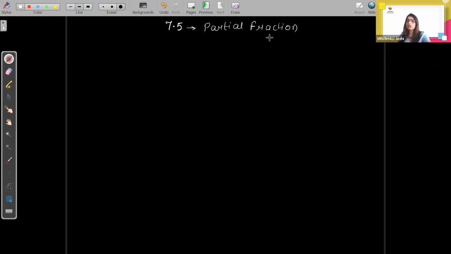Usme zyada difficult kuch hai bhi nahi, theek hai? We will see how it is. So, partial fractions. When you have to use it, what kind of situation you have to use it in, what are the functions, how are we going to solve, all that we will see.